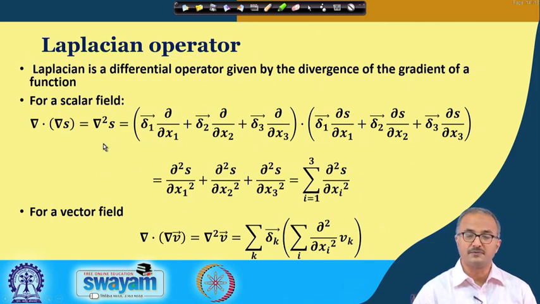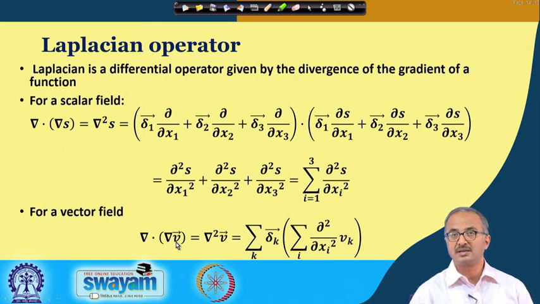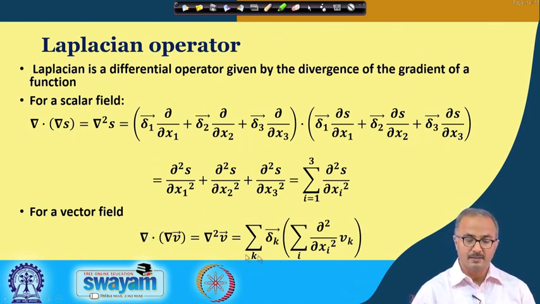So this is for the scalar field, for nabla square. For a vector field, again we find that it will give a vector. Now this particular thing, nabla V, is neither scalar nor vector, it is a tensor. So we have to take a tensorial dot product with a particular vector. This is the particular expression for nabla dot nabla V.